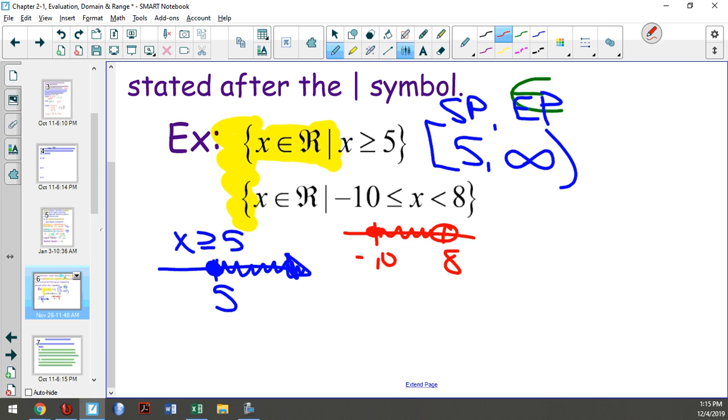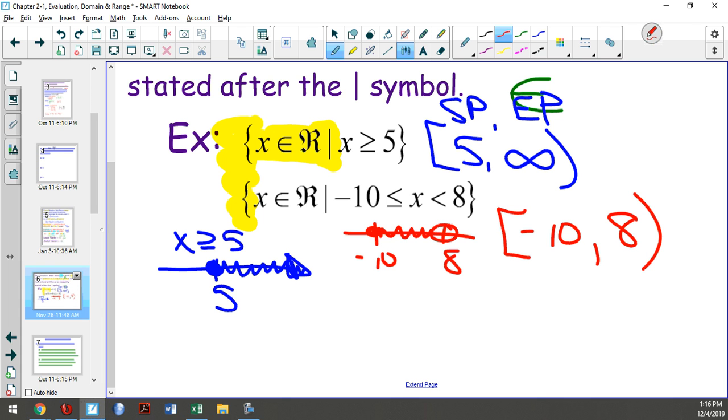Yes? So what is my starting point? Negative 10. Can it be negative 10? So I have a bracket. And then where am I going to? Positive 8. And can it be 8? Parenthesis. That is the interval notation of that.